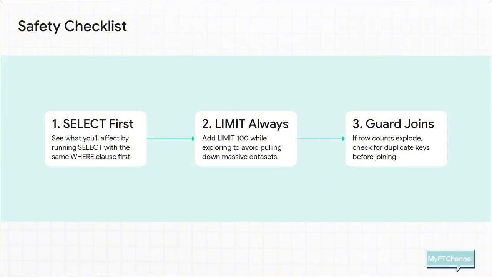Number 2, limit while exploring. Always add a limit at the end of your query until you're sure the results look right. And 3, guard your joins. If your row count suddenly explodes after a join, stop. Check for duplicate keys. These 3 habits will save you so much trouble.